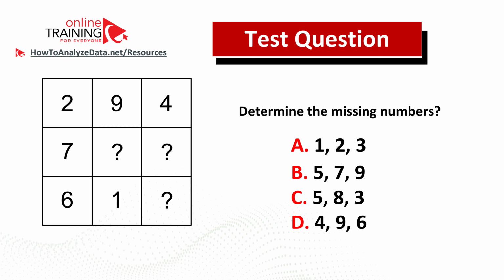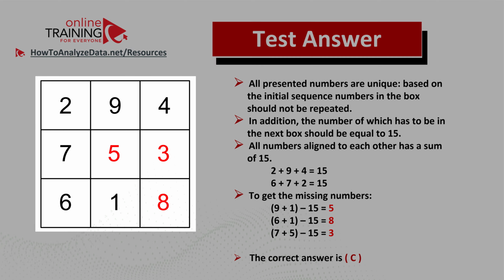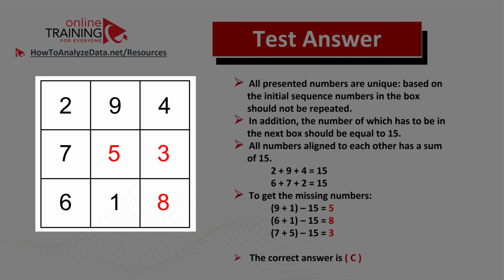Did you come up with the answer? Let's continue to see if we can solve this challenge and get to the correct solution together. There are a couple of things going on with this square. First of all, the presented numbers are unique. You can determine the missing numbers by finding the numbers that are not presented yet on the square.